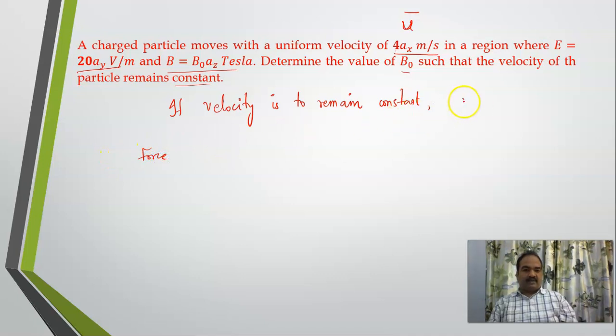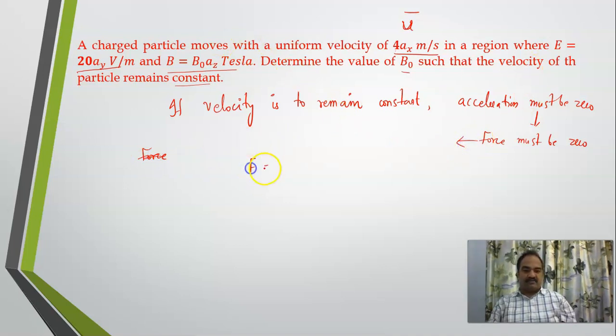If velocity is to remain constant, acceleration must be 0, right? If acceleration must be 0, then what you should do? The force must be 0. This is the concept. Now, you know the force equation. There is both magnetic field and also electric field.